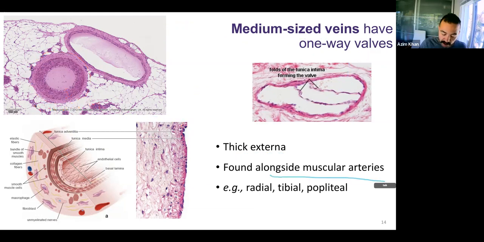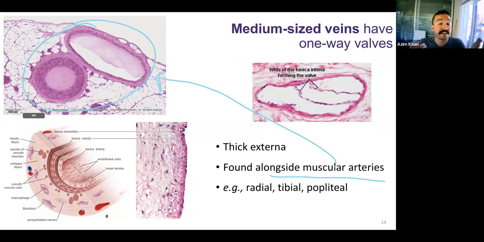You can see that they are often found alongside muscular arteries. They go in pairs, and they're often named the same things. We have a radial artery, there's a radial vein. We have a tibial artery, there's a tibial vein. Popliteal artery, there's a popliteal vein. So they go alongside one another. There's benefits to that you learn in physiology, including heat retention, but yeah, they're often found next to each other.